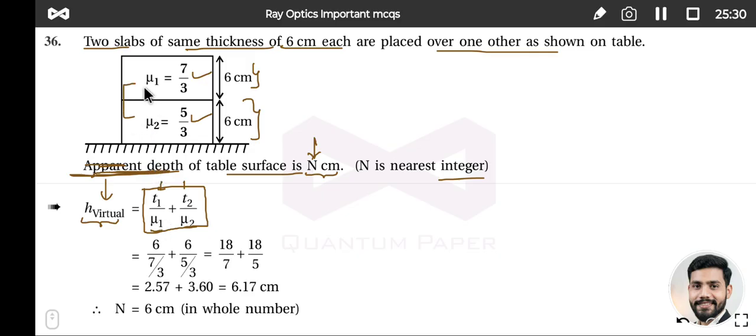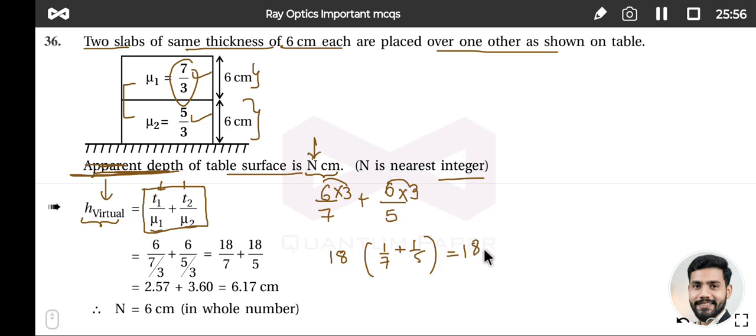So T1 is 6 upon the refractive index, which is 7 by 3. So 6 upon 7 upon 3, the 3 goes in the numerator, plus T2, which is also 6, upon the refractive index 5 upon 3. So 3 goes in the numerator. 6 times 3 is 18, here also 18, so 18 comes common outside. Inside the bracket, 1 by 7 plus 1 by 5. So 18 into, if we do the cross multiplication, 7 plus 5 upon 7 into 5, so 18 into 12 upon 35.